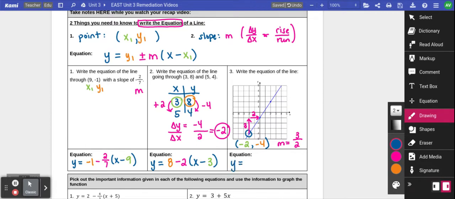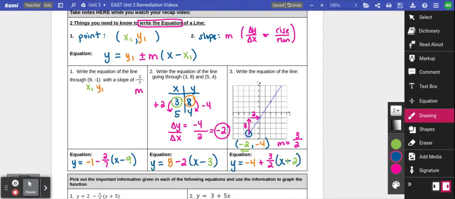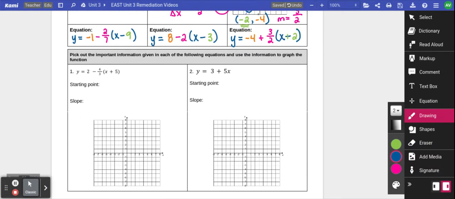Y equals my starting y, which is -4, then +3/2 because my slope is positive, parentheses x minus, and then I'm going to minus -2 because I'm minusing a negative, that becomes a +2 in my final answer. One of the other ways you can think about this is that when it comes to x, it's always the opposite of the number. So if you start with a -2 as your starting x, in the equation it should actually be a +2.